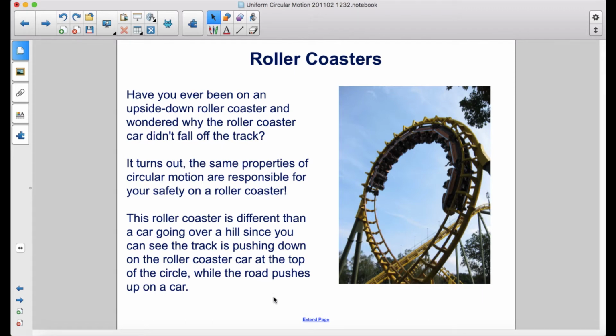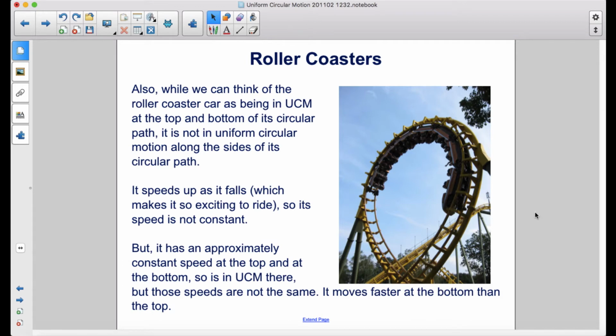This roller coaster is different than a car going over a hill, since you can see the track is pushing down on the roller coaster car at the top of the circle, while the road pushes up on a car. Also, while we can think of the roller coaster car as being in uniform circular motion at the top and bottom of its circular path, it is not in uniform circular motion along the sides of its circular path. It speeds up as it falls, which makes it so exciting to ride, so its speed is not constant, but it has an approximately constant speed at the top and at the bottom, so is in uniform circular motion there.